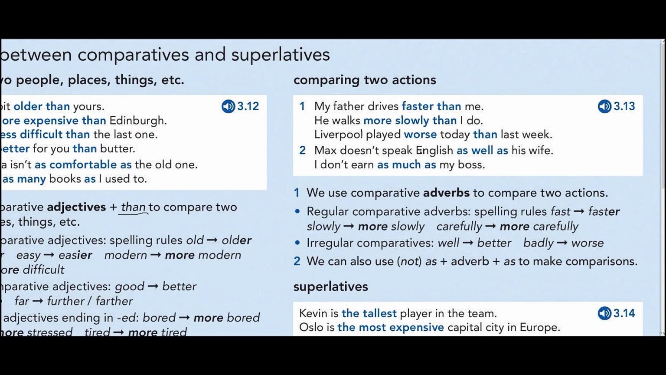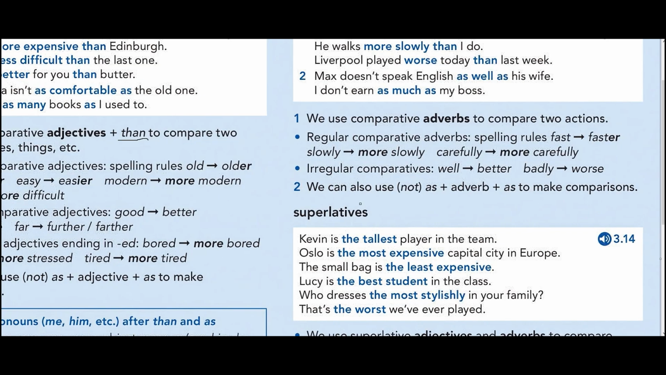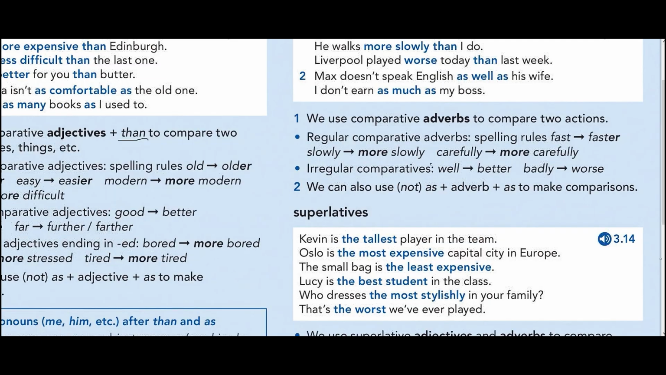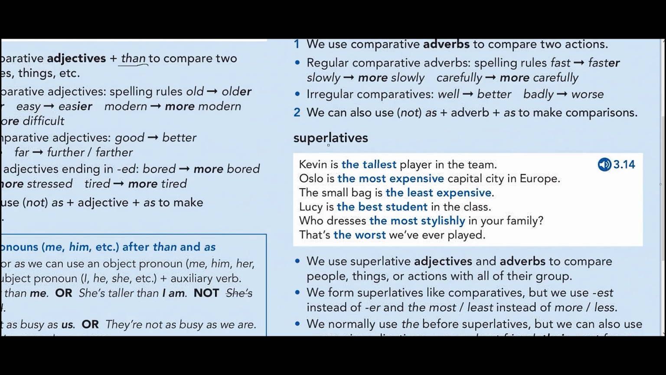Так, badly, то есть плохо. Что-то сделано worse, а well у нас better. Если помните, well это наречие от прилагательного good. То есть I'm a good runner, я хороший бегун, или I run well, я бегаю как хорошо. Так, дальше мы тоже можем использовать вот эту конструкцию as плюс наречие, чтобы делать сравнение. Ну, там Макс не говорит по-английски так же хорошо, как его жена, и я не зарабатываю так много денег, как мой босс.